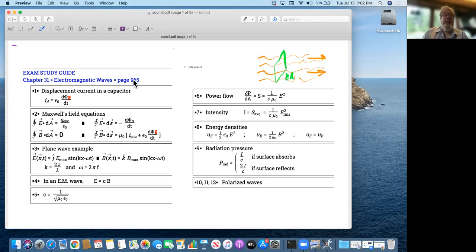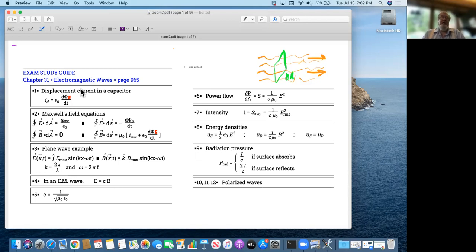And you see it has 12 little boxes where it has information from the chapter. And in each box, there are one or maybe a few equations. And you should know those equations.